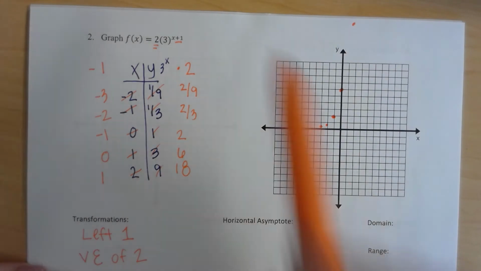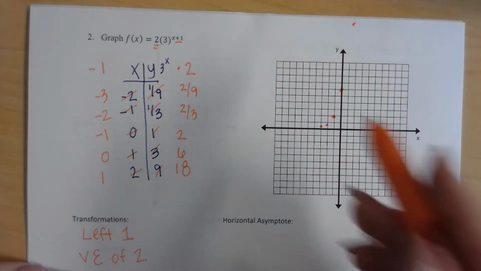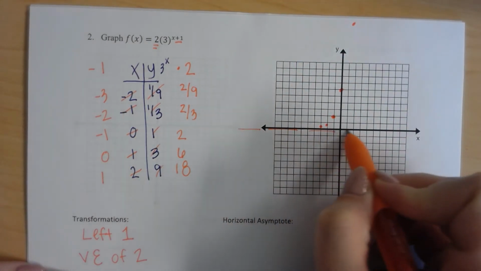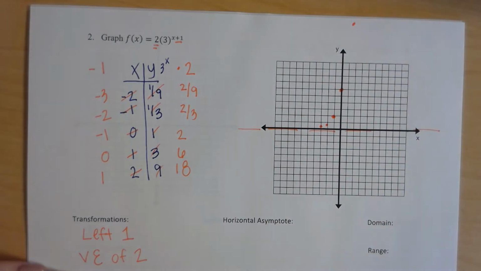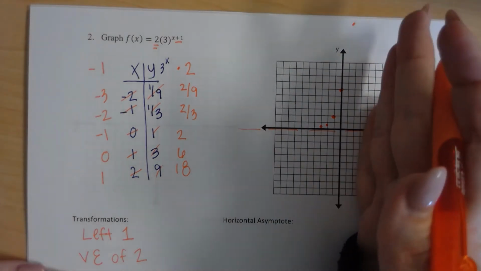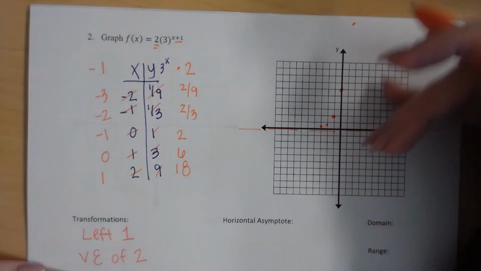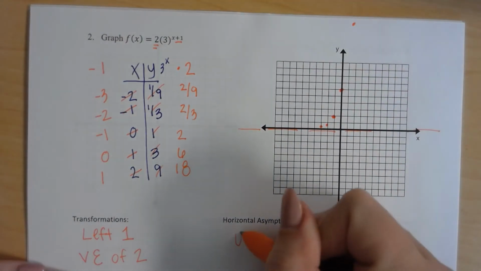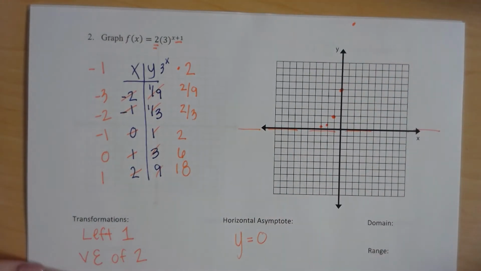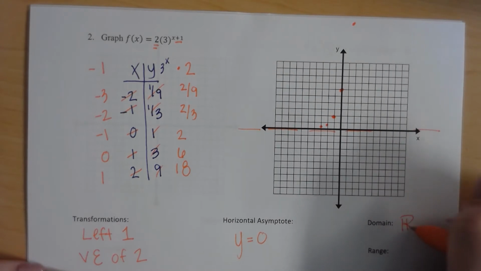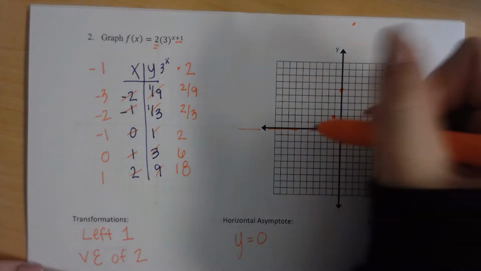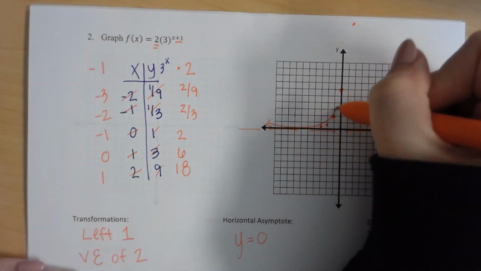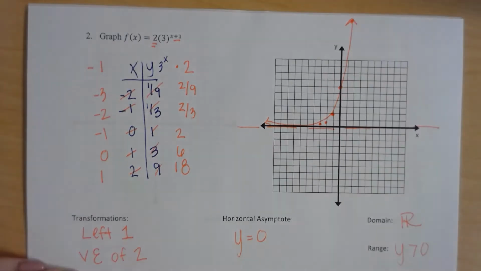Now, there was no vertical shift, right? So the horizontal asymptote is only going to be moved if we're moving vertically. We got it shifted to the left 1, but it didn't get shifted up or down. So the horizontal asymptote is still at y equals 0. The domain is still all real numbers, and the range is still y is greater than 0. Connect our graph here, and there is our graph.